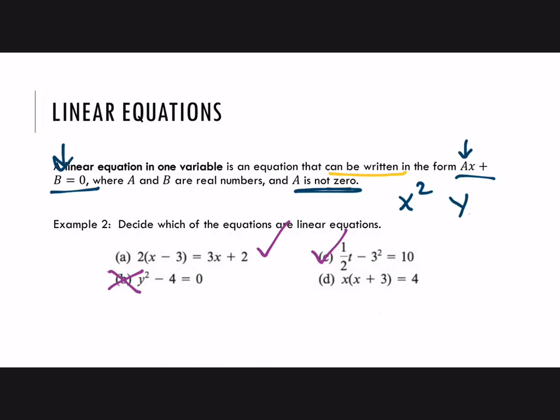Okay, and then part D, the exponents are 1, so initially it looks okay, but think about what would happen if you distributed this x. We would end up with x times x, that's x squared, plus 3x equals 4, and then this is not linear because we have an exponent that's not equal to a 1.